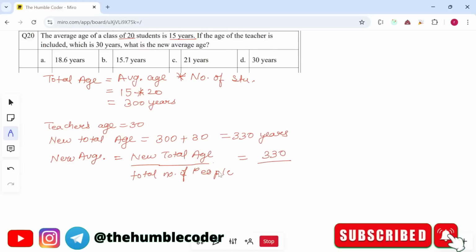And the total number of people is how much? See, we were told that in the class of 20 students, previously 20 students are there, but in our new calculation, one more person is added, which is the teacher. So we will take the new value as 21 for the total number of people. Okay, when you divide this, it will come to approximately 15.7 years. So the correct answer in this case is going to be option number B, which is 15.7 years.